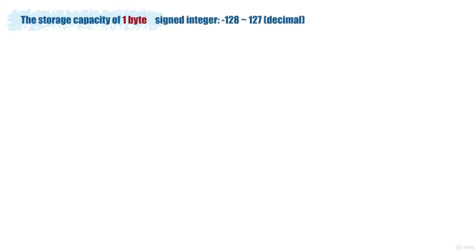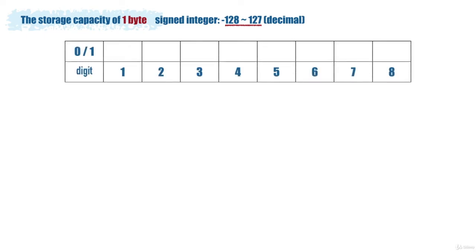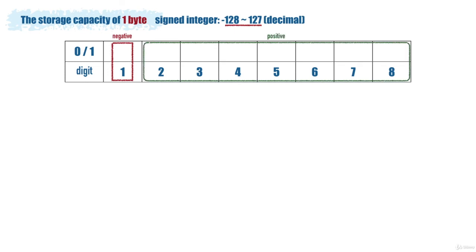If we use 1 byte to store a signed integer, the value range is between negative decimal 128 and positive decimal 127. So why aren't the absolute values of the max and min value the same? We need the positive and negative sign to differentiate positive and negative numbers. But one binary digit can only store 0 or 1. It cannot store a positive or negative sign. So the solution is to use the highest digit to represent a negative number. The remaining 7 digits all represent positive numbers.